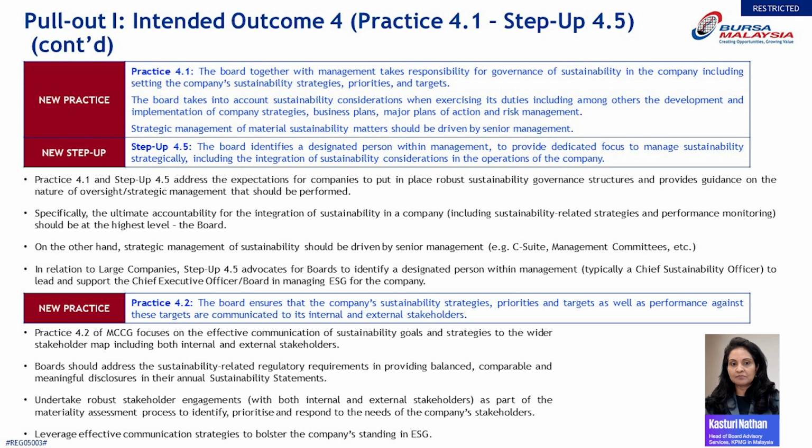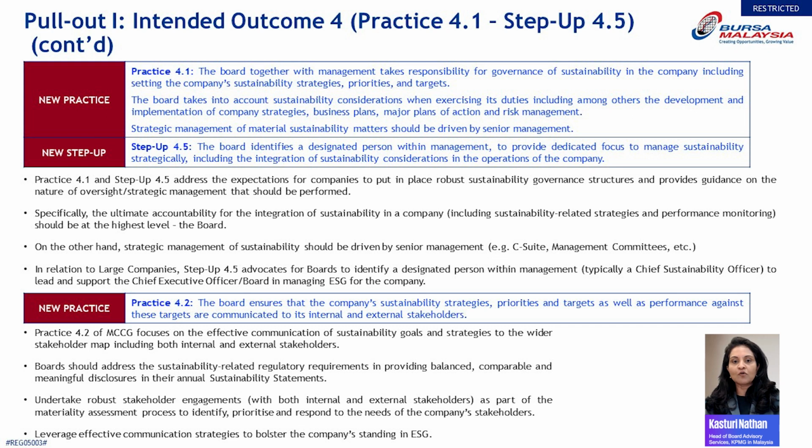Both touch on the need to establish robust sustainability governance structures where oversight for sustainability is performed at the highest level, i.e. the board. On the other hand, strategic management of key sustainability risks and opportunities is led by senior management, preferably the C-suites. When businesses are large and complex, companies should appoint a designated chief sustainability officer to spearhead the management of material ESG risks and opportunities. We must emphasize the fact that there is no ideal one-size-fits-all type of sustainability governance structure or arrangement. Instead, each company needs to put in place one that works best for them.